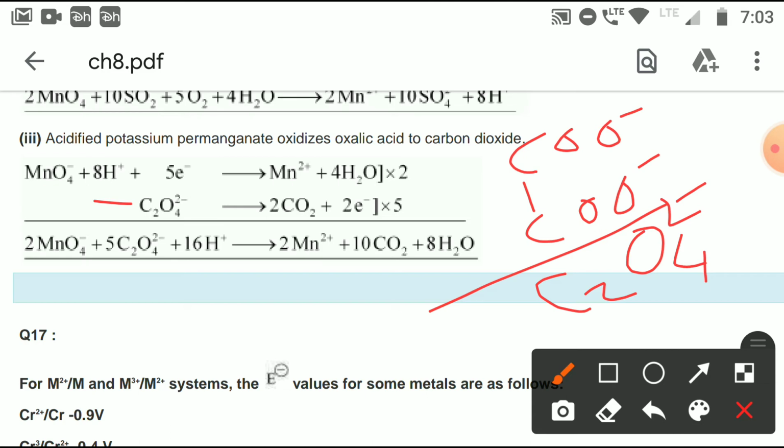Here the 2 electrons are multiplied by 5, and the other equation is multiplied by 2 to have the 10 electrons on both sides, and these 10 electrons are cancelled. Then we get the addition of the two components, and I will get 2MnO4 minus plus 5 C2O4 2 minus plus 16H positive is giving 2Mn2 positive plus 10 CO2 plus 8H2O.